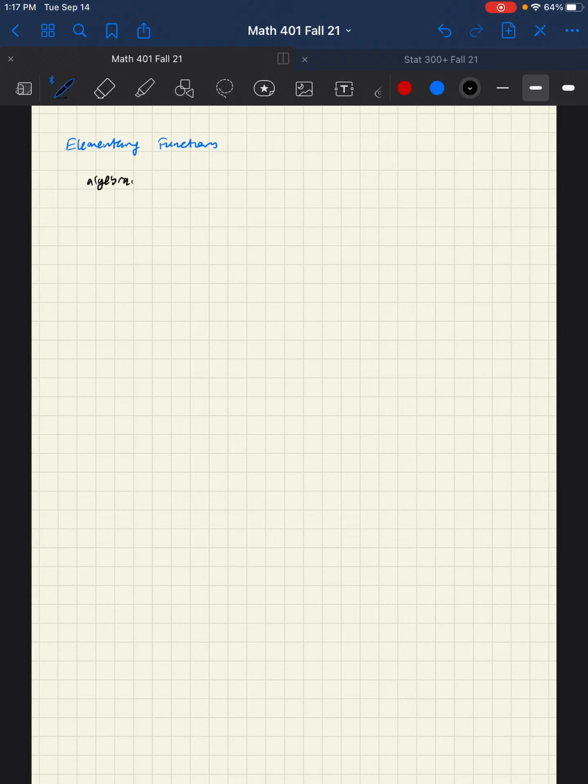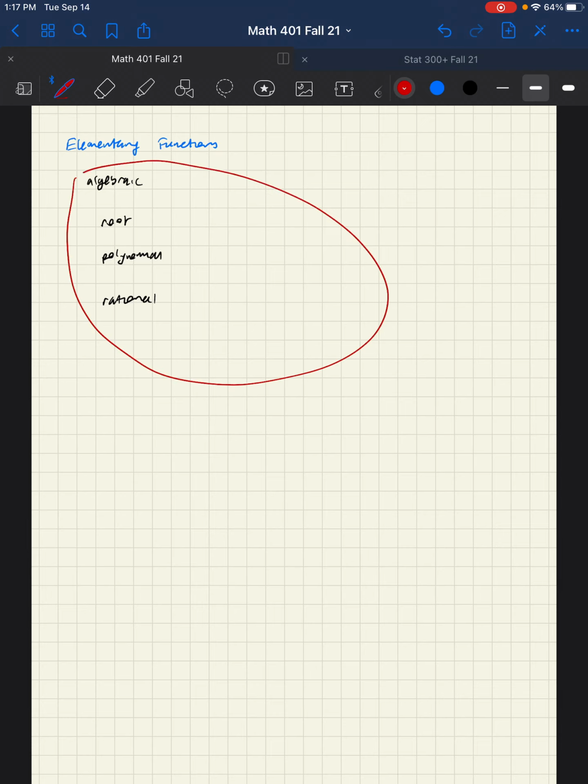So we're talking about your algebraic functions, right? We've got your root functions, your polynomial functions, your rational functions, right? So that's the broad category of that kind of function. And you know that rational is a fairly big category, and polynomials is a subcategory of that, and so on, right? There's also your transcendental functions.